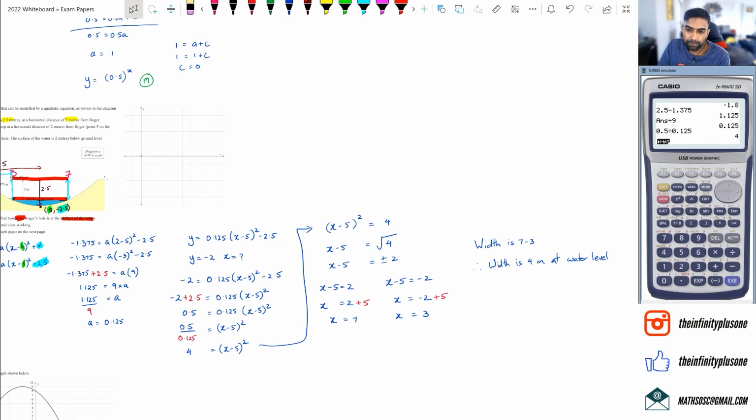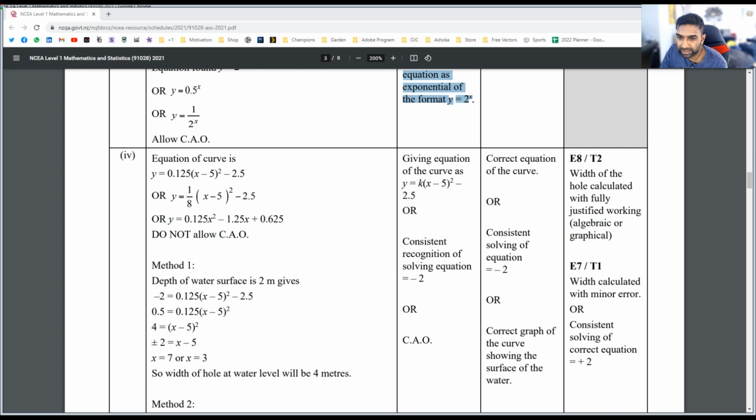So it's a bit of a long question, but that's what's expected. That's an excellence question there. If everything works out correct, it's one of those 2 excellence questions, so you get a T2. Let me just show you guys this. You get an E8 if you find the width, with the calculator, with fully worked algebraic or graphical working. The graphical one I'll show you very shortly. But with a minor error, you're looking at an E7.